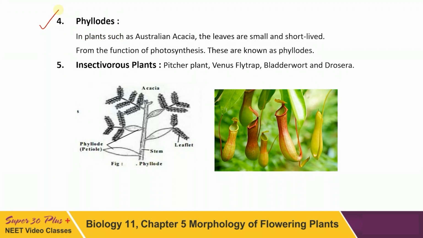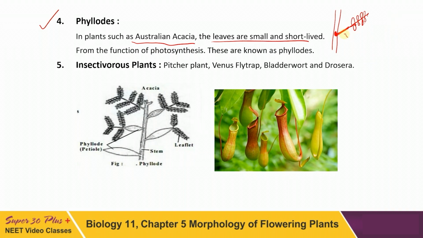What is there in the case of Australian acacia? See the typical plant. The leaves are small and short-lived. I can give the detail here. Let this be the plant. See, this is the leaf base. This is the petiole, and here we have the pinnately compound leaf. Actually, that was the actual one. Here the leaflets are short-lived, meaning they will fall down. When they fall down, how will photosynthesis be done? Right? Are you getting my point?